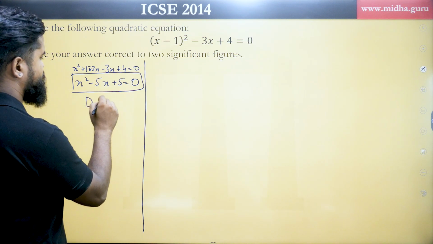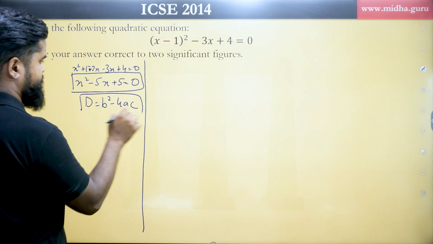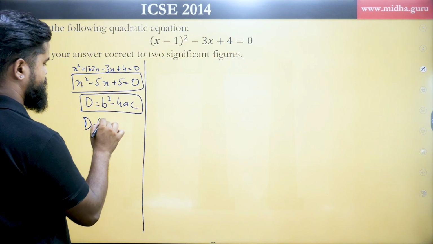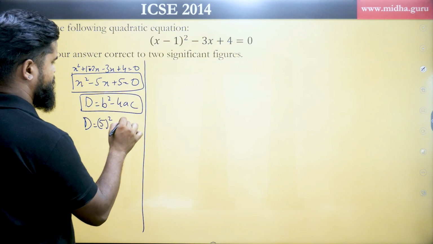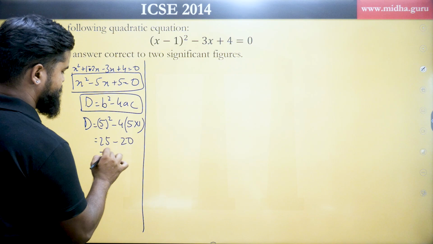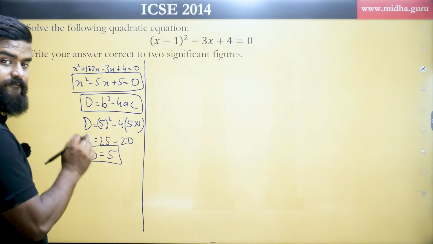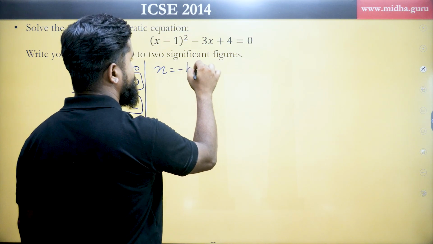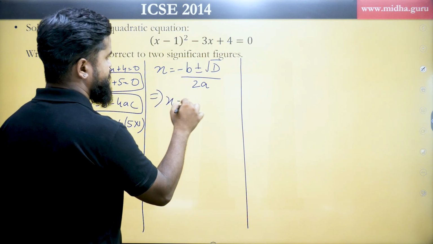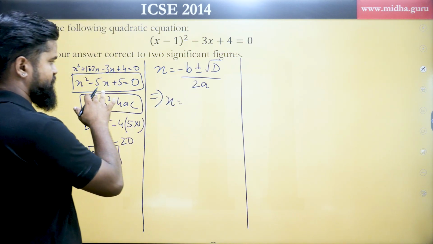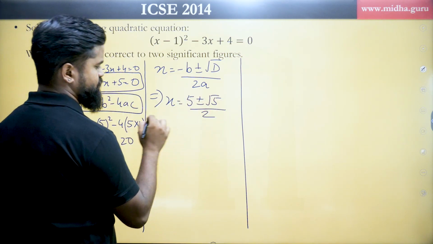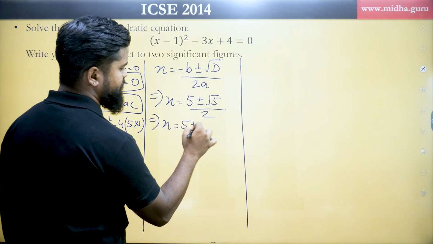So now the discriminant will be equal to b square minus 4ac. So the discriminant will be 5 squared minus 4 times ac. This becomes 25 minus 4 into 5, that is 20. So the discriminant will be equal to 5. Now we have x is equal to minus b plus or minus the root of the discriminant by twice of a. Since b is minus 5, it becomes plus 5 plus or minus the root of 5 by twice of a, a being 1, 2.